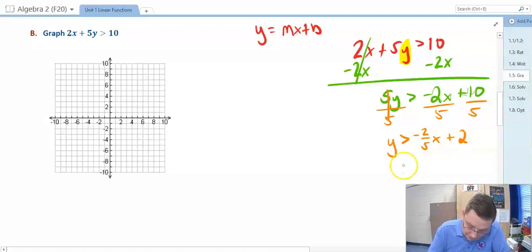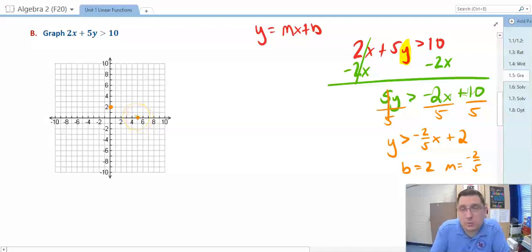So my y-intercept is 2. So my b is equal to 2. My slope is negative 2/5. And so I'm going to start with my y-intercept at 2. And I'm going to go down 2 and right 5. So again, y-intercept at 2, go down 2 and right 5 to get there.